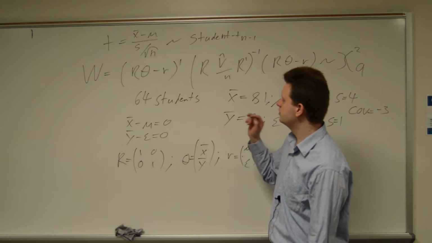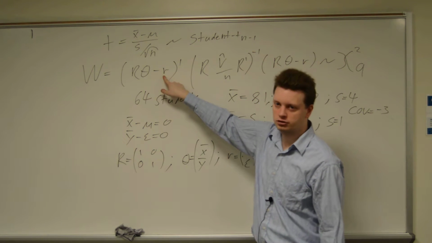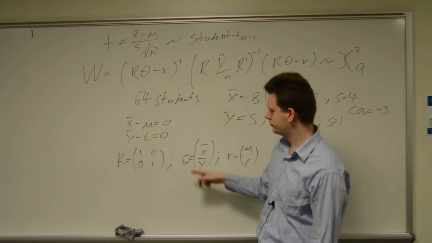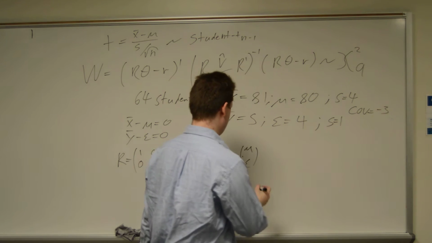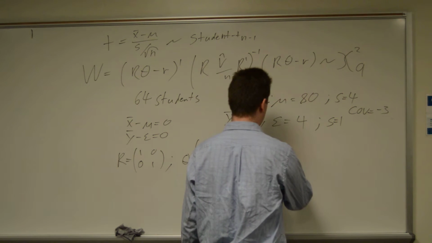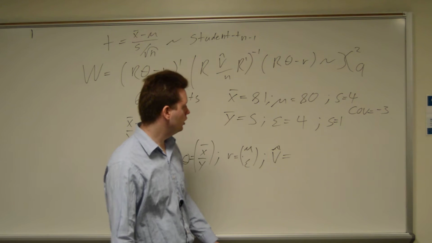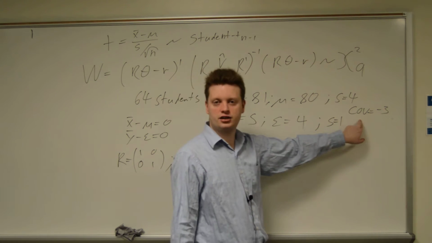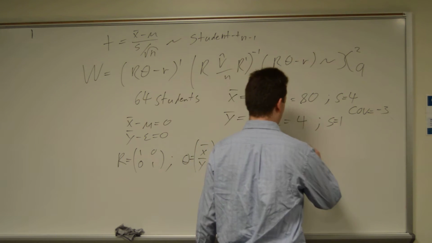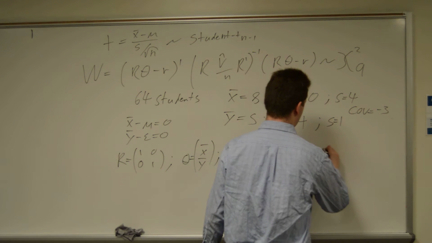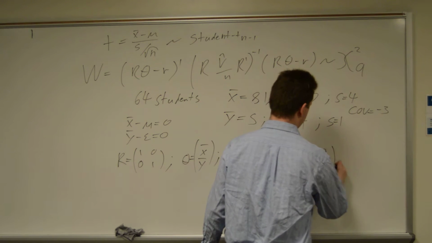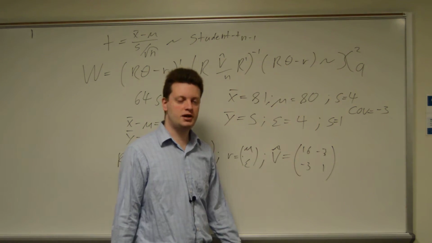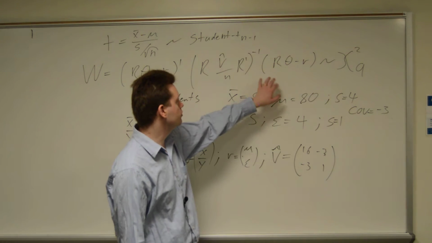Okay, now I have all these. This means I have R, I have theta, I have little r, oh, and v hat. And I have n is 64, right? Okay. What is v hat? Well, v hat is our variance covariance matrix. I have two standard deviations and the covariance, so I can easily construct it as 16, minus 3, minus 3, and 1. So this is my nice covariance matrix, and I have all the terms in here.